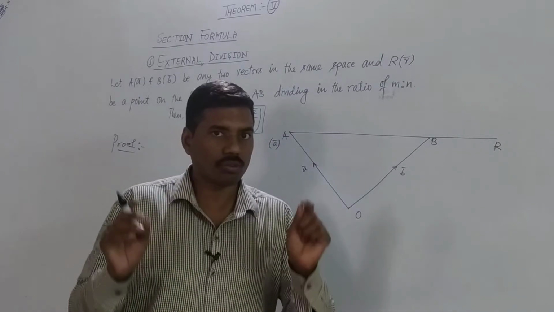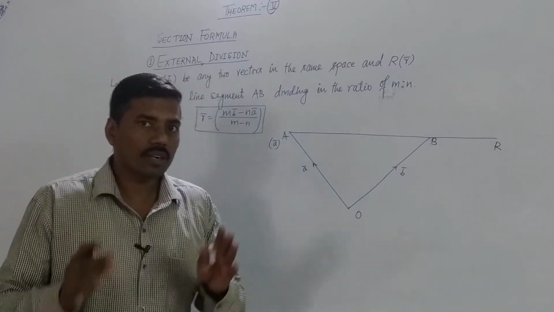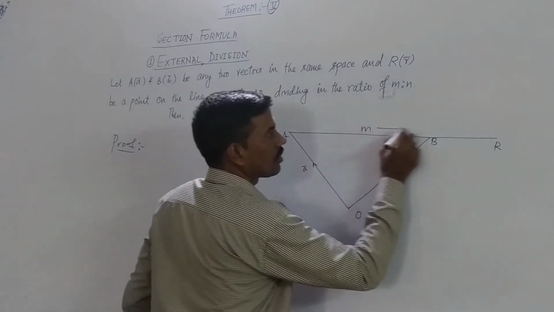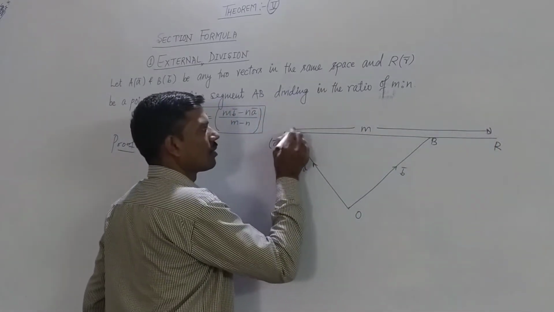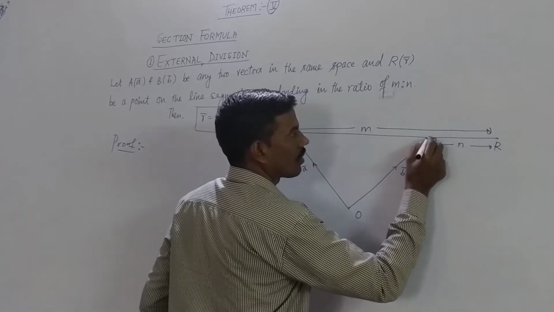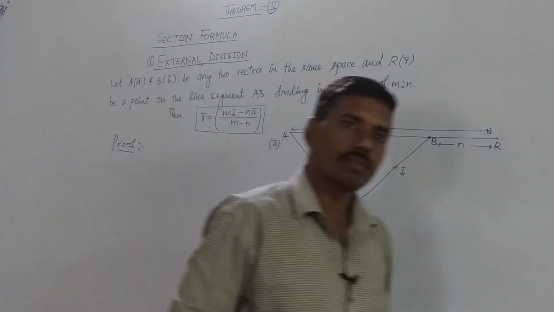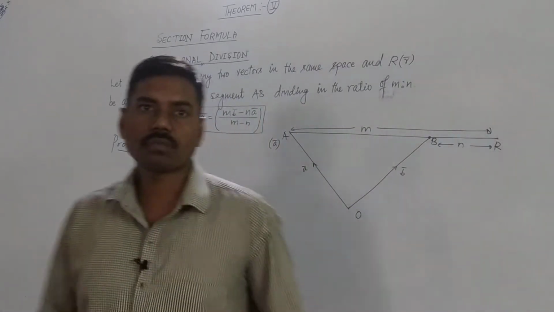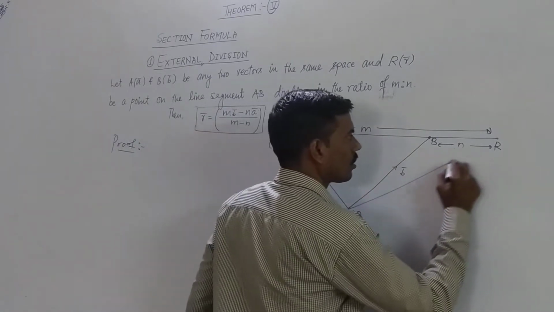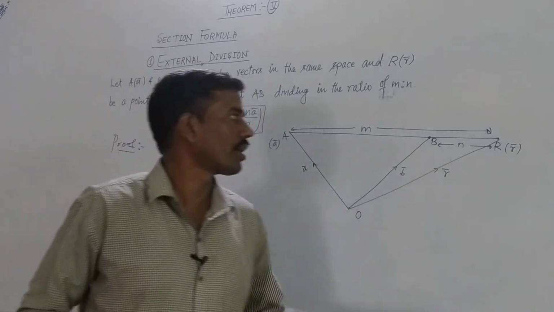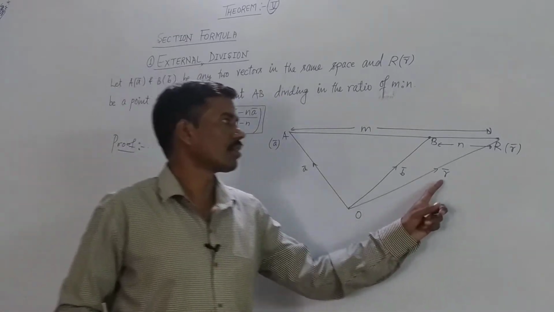We join point B and R. Then point R divides the line segment AB externally in the ratio of m is to n. Point R divides the given line segment AB in the ratio of m is to n externally. And let the position vector of point R with respect to origin is given as vector r.